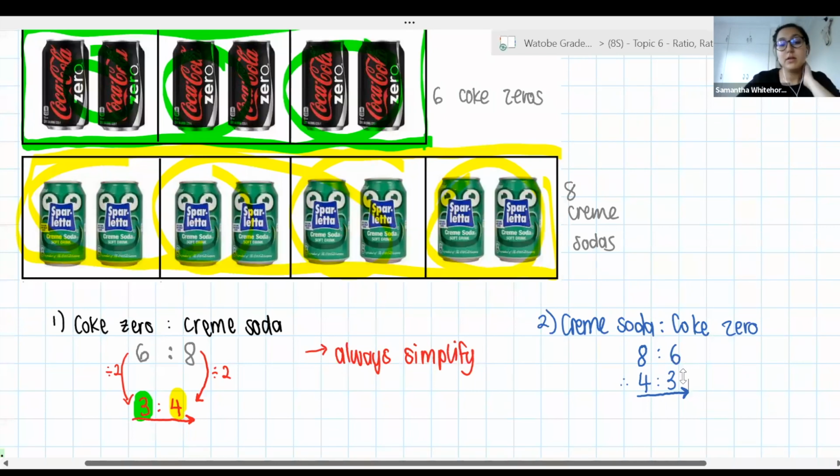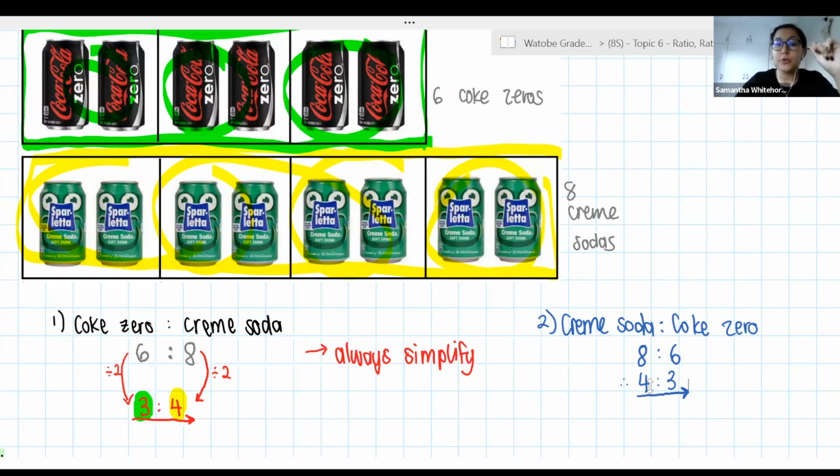Now again, order is important. The ratio 3:4 is not the same thing as the ratio 4:3. It represents different parts of whatever it is that we're talking about. And so your order in which you're writing down your answers must correlate to the question. If I asked you for the ratio of Coke Zero to cream soda, you would write 3:4. If I asked you cream soda to Coke Zero, you would write 4:3. So remember, the order in which you write your ratios down is very, very important.